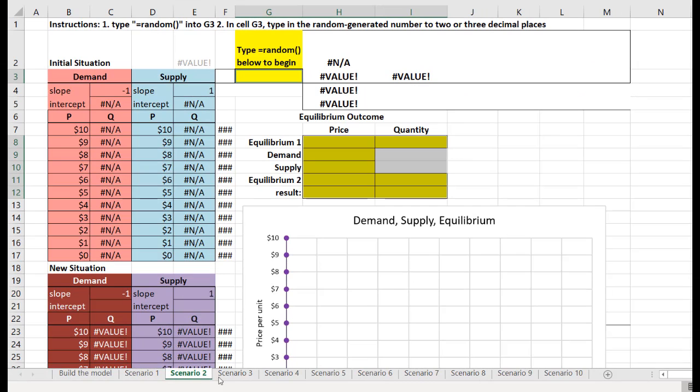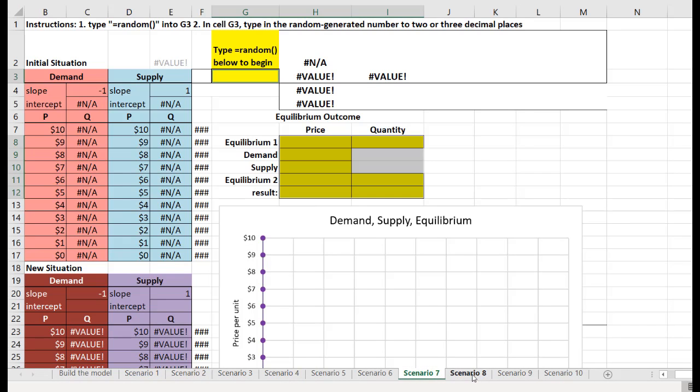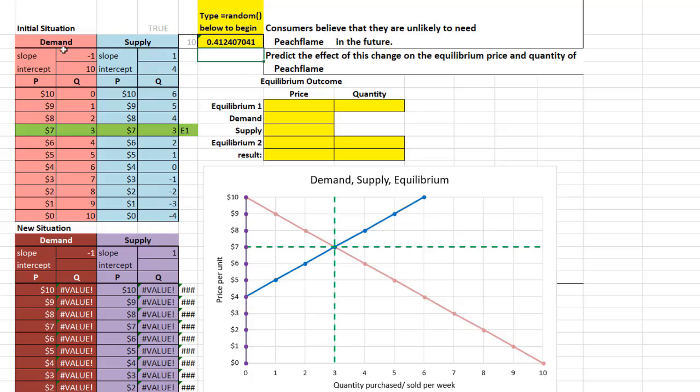You will do that for each of the however many homework scenarios you have to complete in this assignment. Make sure you look at the tabs on the bottom of the screen to find how many worksheets you need to complete, how many exercises you need to do here. So we have an initial demand and supply situation here. You can see the green, that's our initial equilibrium. That's graphed down here. Equilibrium price and quantity are pinpointed by these green dashed lines.